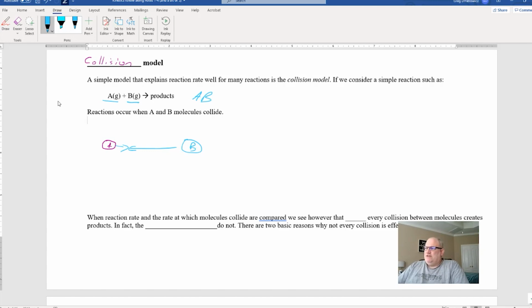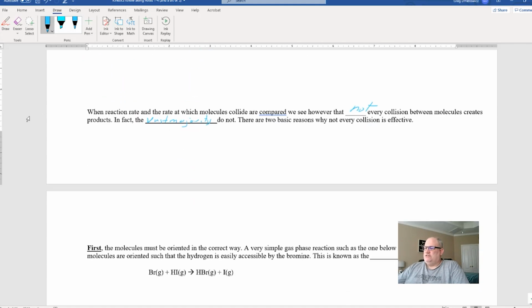But when they started studying the rates of reactions and compared them to the collisions, they found that the vast majority of collisions did not produce a reaction. Not every collision between molecules creates a process. In fact, the vast majority do not. Now, why is that? Well, there are two basic reasons why every collision is not effective.